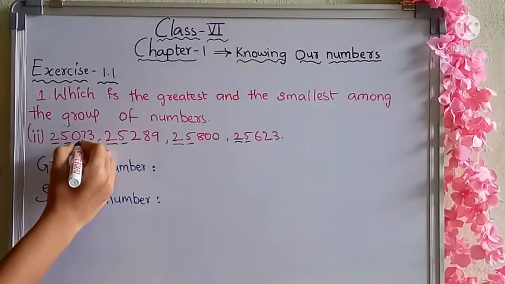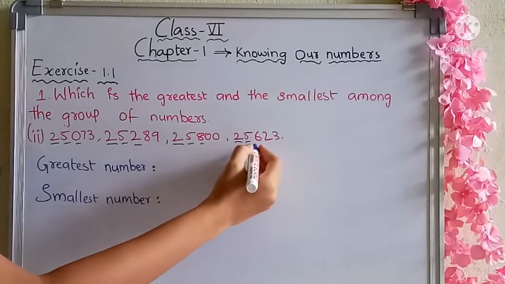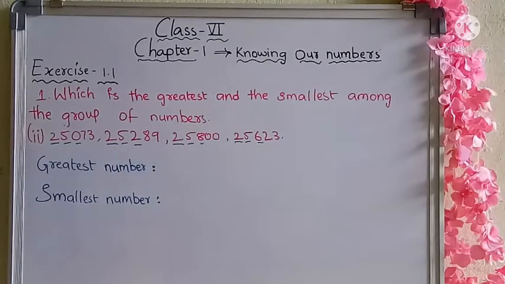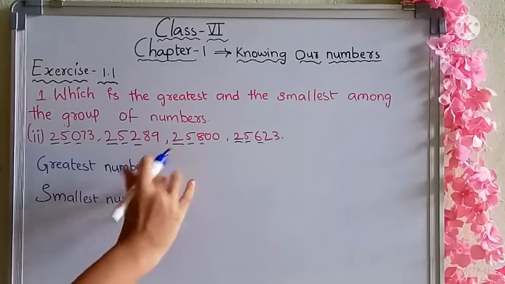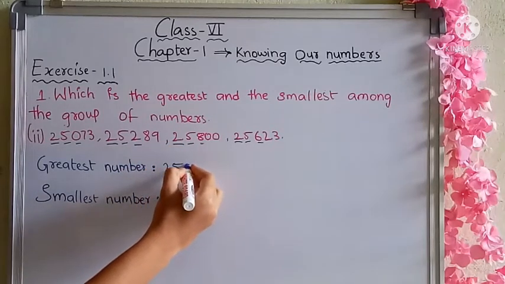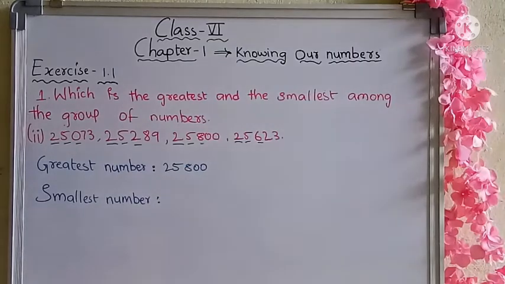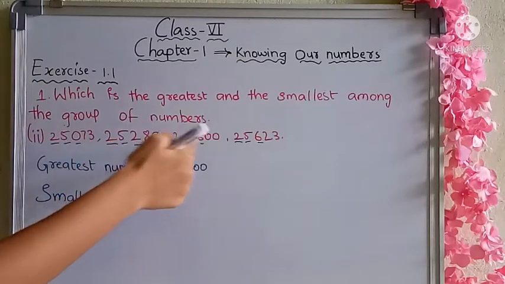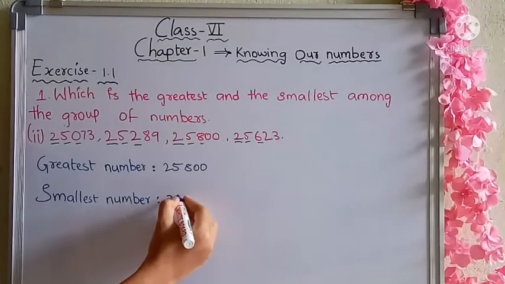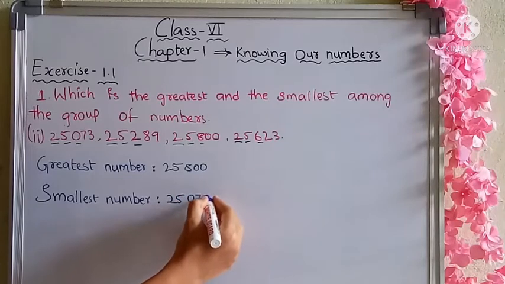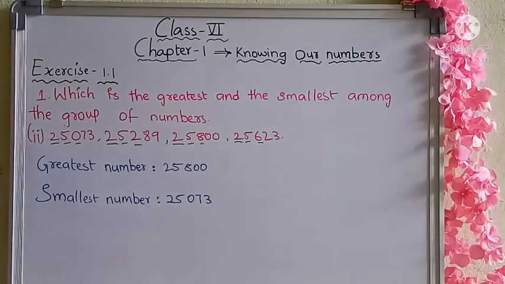So now coming to the hundreds place, 0, 2, 8, 6. From this, which is the greatest one? 0, 2, 8 and 6. Yes, 8 is the greatest one. So, this number comes to the greatest one, 25,800. And coming to the smallest number, 0, 2, 8 and 6. From this, which is the smallest number? Yes, it's 0. 0 is the smallest number. So, 25,073.